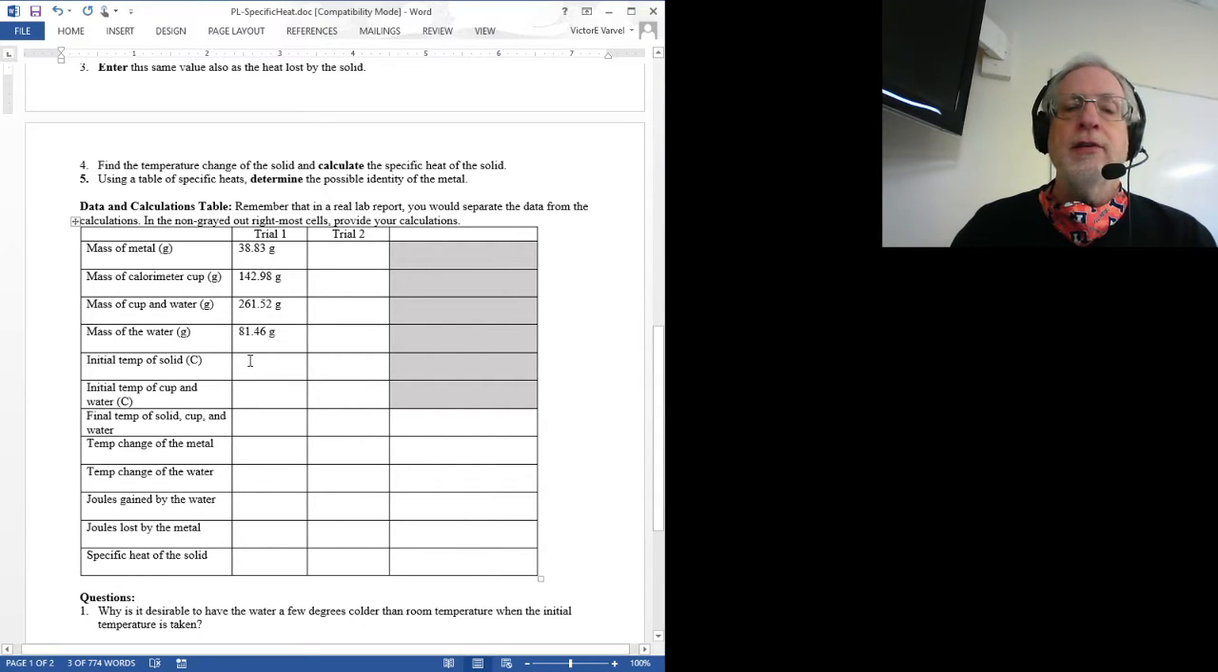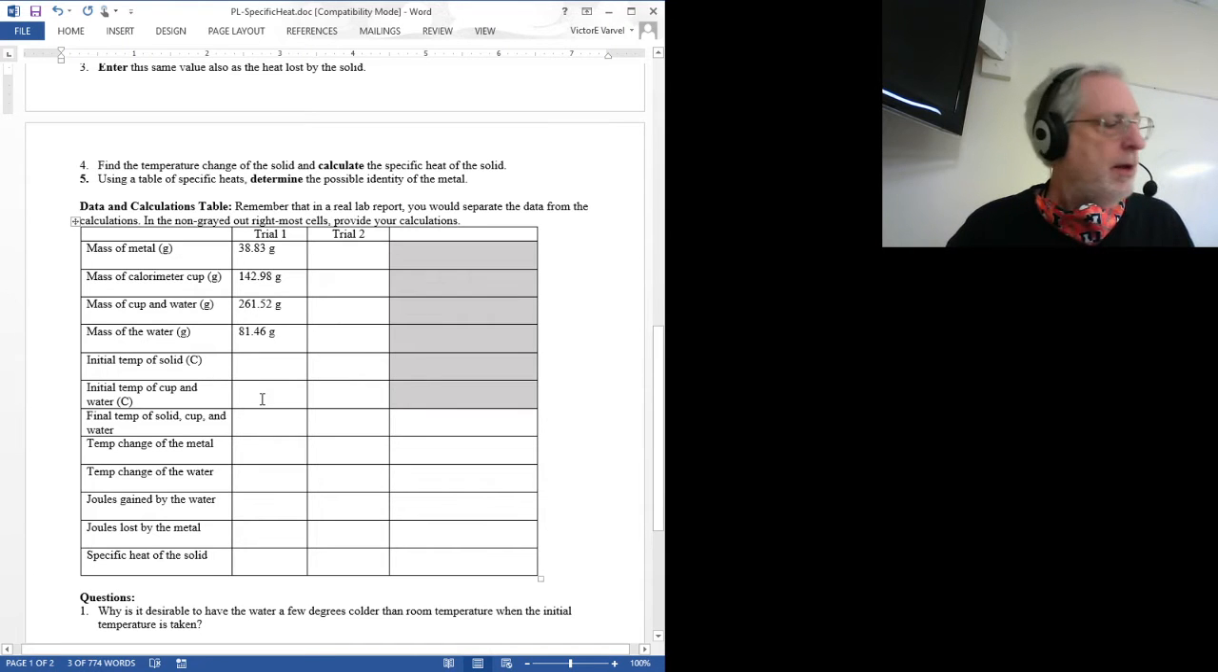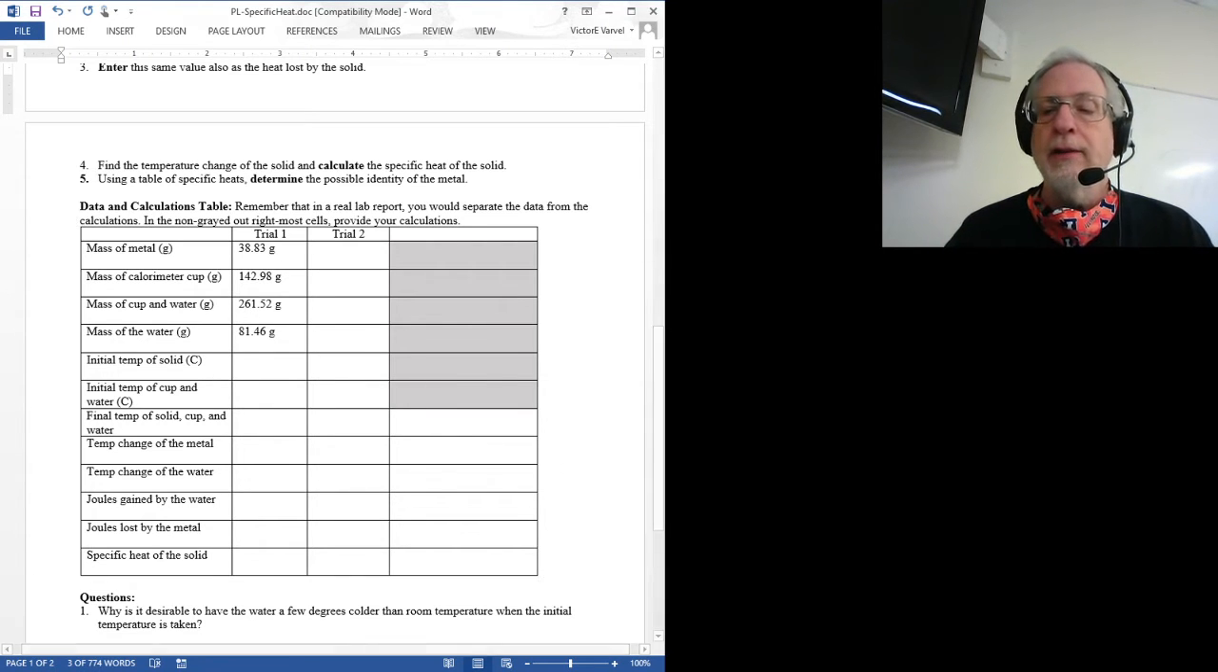Now what I'm going to do is I took the solid and I put it in boiling water or heated water, and I took the cup and I added like 1 cube of ice to it to cool it down. So I did that, and let's look at some videos to show us exactly what happened.